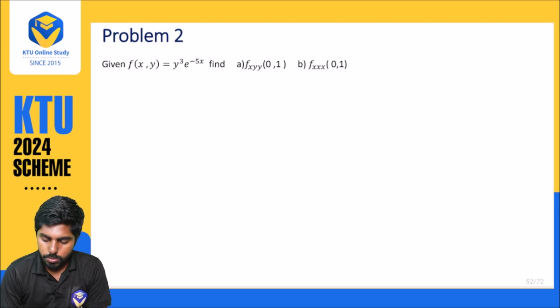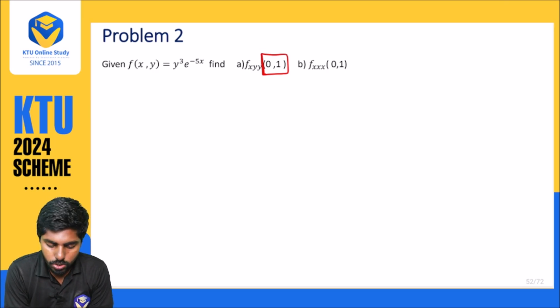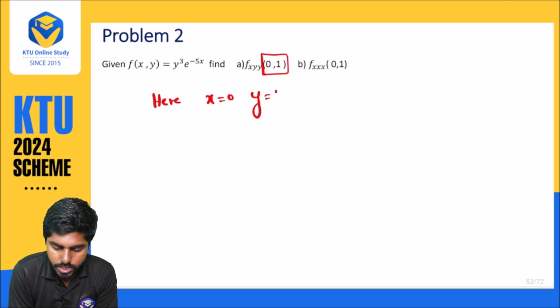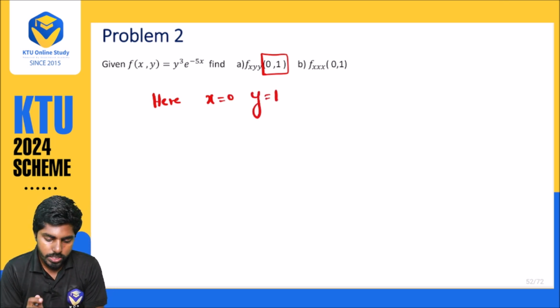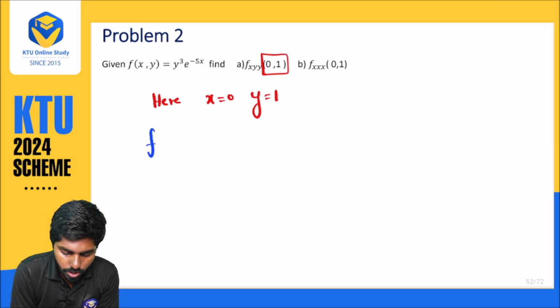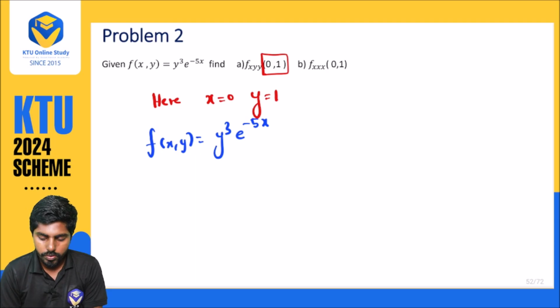Here they have given the value, that is x is equal to 0 and y is equal to 1. First, what have they asked? f of x comma y they have given is equal to y cube e power of minus 5x. So this is the thing they have given.